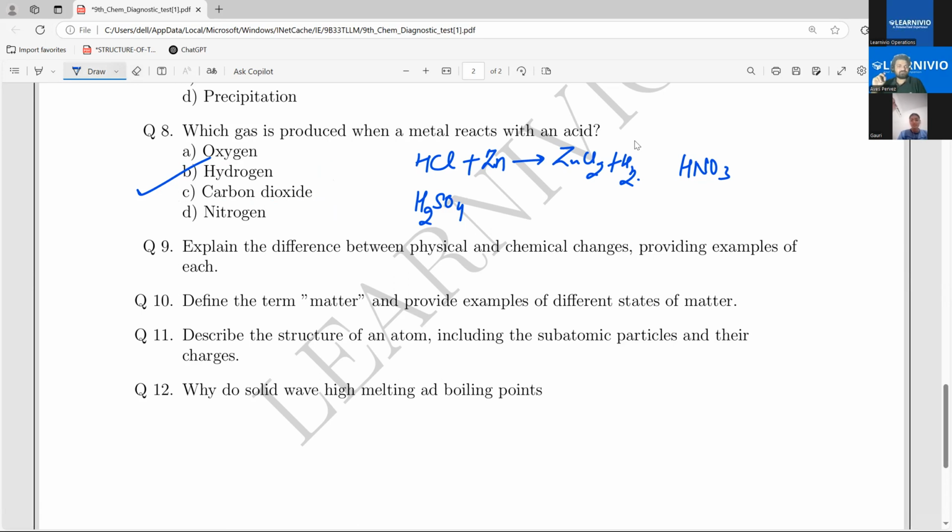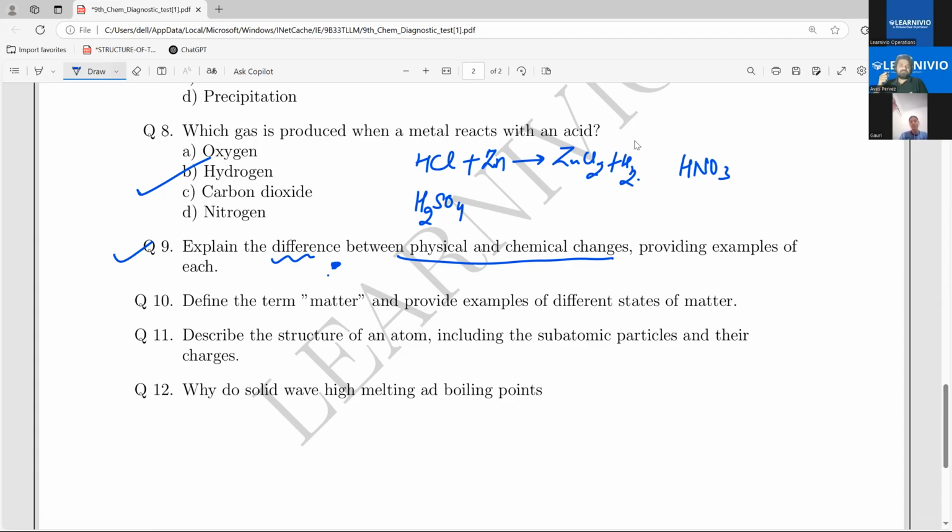Next, explain the difference between physical and chemical change. A physical change is when an object changes its shape or something without changing its actual properties, whereas in a chemical change the properties of that object also change. Okay, we shall discuss this in detail. Next one.